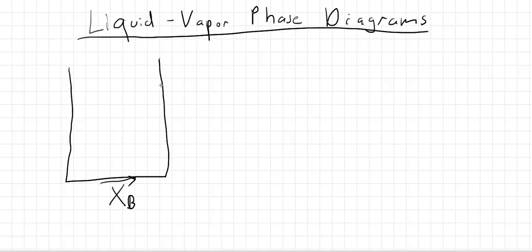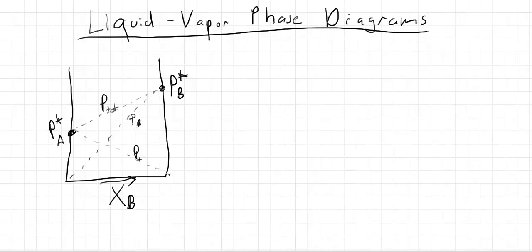And we'll have the pure B over here with some pure vapor pressure, and pure A over here with some pure vapor pressure. And then if they're ideal solutions, then the two components have vapor pressures in the solution that are given by Raoult's law. So we get straight lines here. So we've got P total, and we've got P for component B and the vapor pressure of component A. And so A and B add up to the total pressure.